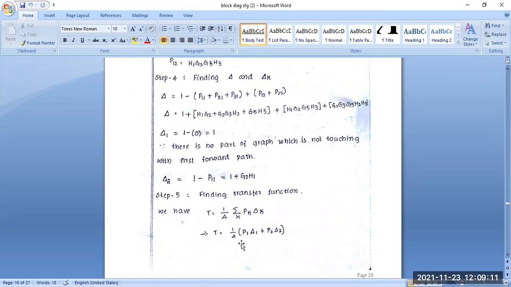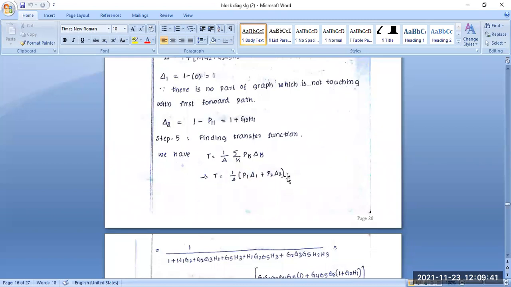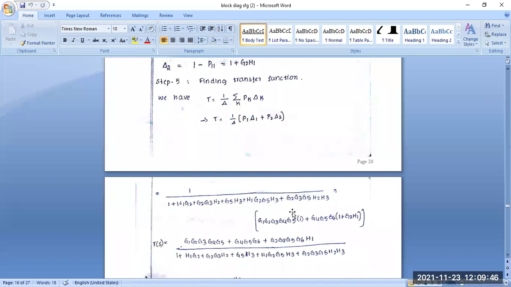So T equals 1 by delta, it is equal to P1 del 1 plus P2 del 2, because in this problem the number of forward paths is 2, that's why P1 and P2. And in that case, with the forward path gains, that is the first loop gain, that is delta 1, and the second loop gain, that is delta 2. So that's why the equation is coming, that is P1 del 1 plus P2 del 2. Is it clear to all of you up to this part? Yes, sir. Okay, so this is basically the easy part.